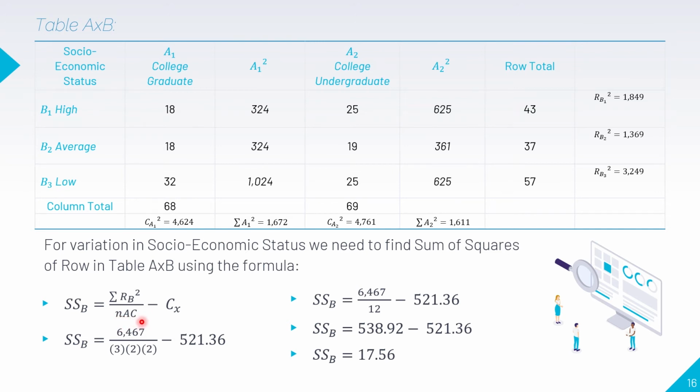In this case, our denominator is n times A times C. So our n is 3, right? So our A is 2, 1, and 2. And our C is, as I've said, the employment and the unemployed. So we have 2. So 3 times 2 times 2 is 12. So 6,467 divided by 12, we have 538.92. And minus it, we have 521.36. And minus it with the 521.36, we have the answer 17.56 as our SSB, or sum of squares in our B, socioeconomic status.